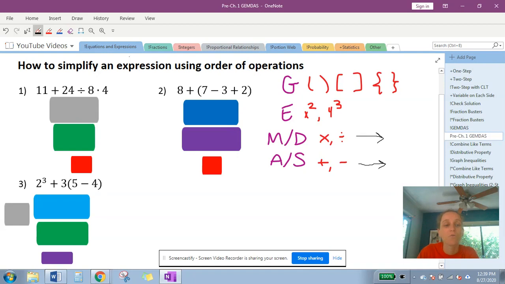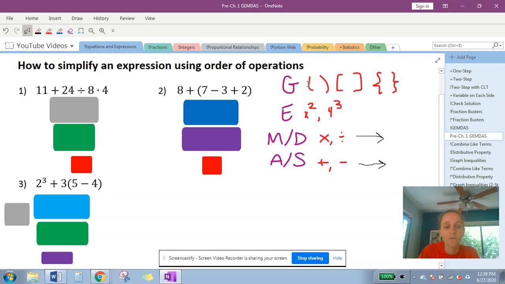So whatever you see first going left to right with multiplication and division, that's what you do first, and then same thing with addition and subtraction. So we have our first problem, 11 plus 24 divided by 8 times 4. Remember that little dot means multiplication. So looking at this, I have addition, division, and multiplication.